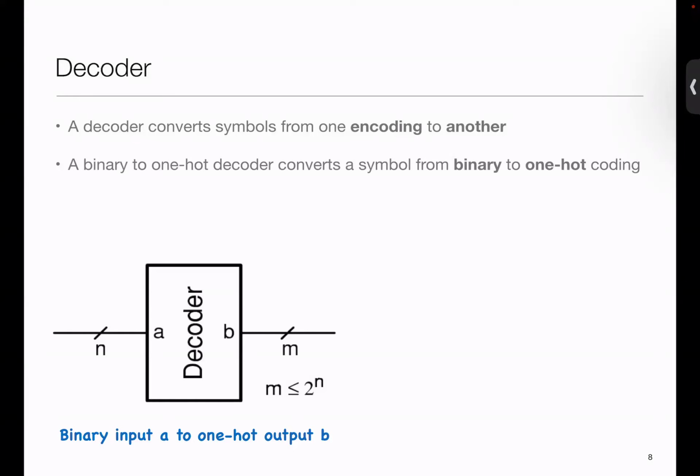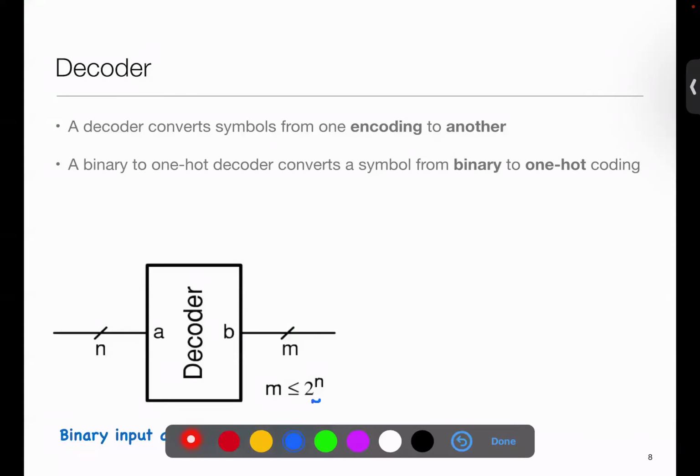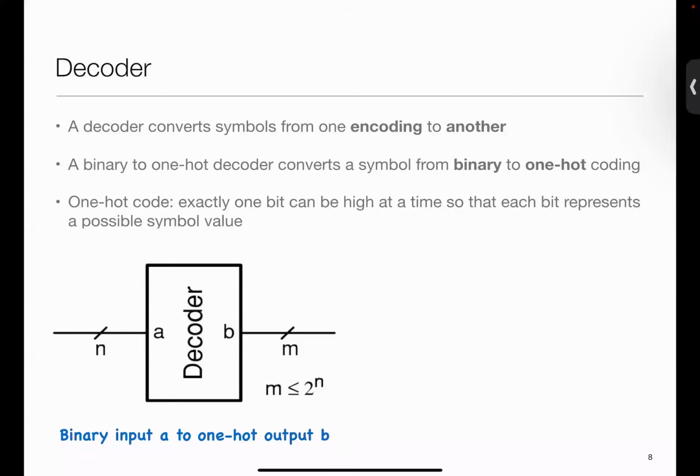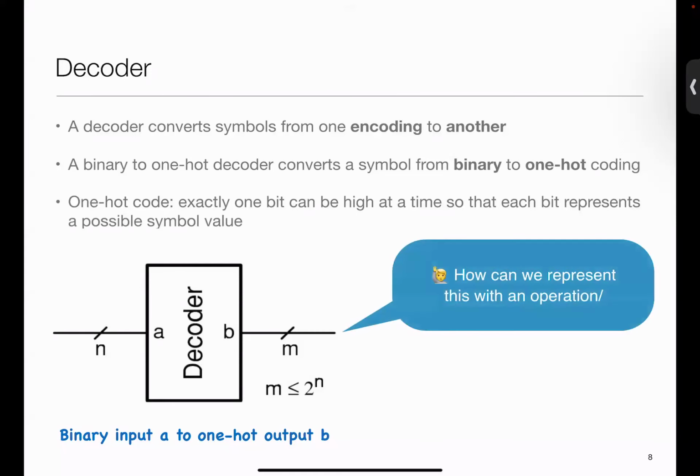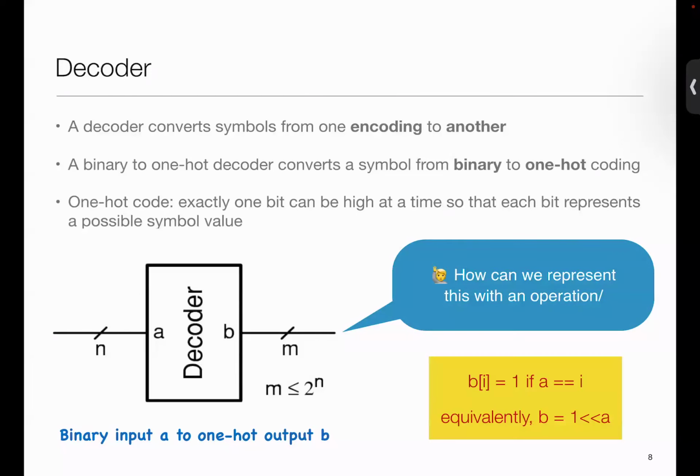So, for example, if I have 8 things, then the binary representation would be 3 bits, and the one-hot encoding would be 8 bits, right? Or more importantly, if I have an n-bit base 2 number, then in one-hot coding, it would be 2 to the power n that we would have. So let's look at an example. Okay, so that's what we want to achieve.